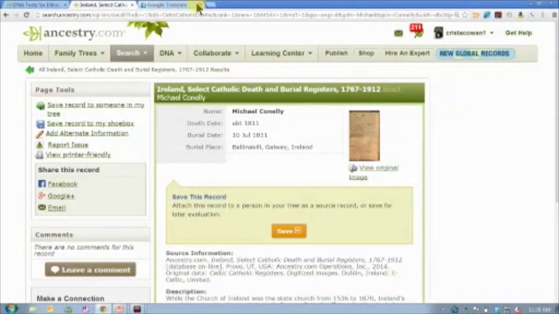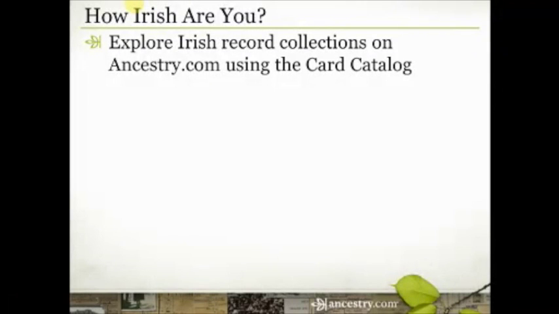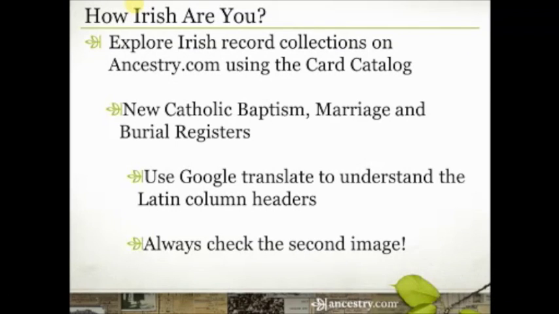So those are the Irish birth and baptism, marriage, and death and burial records. And those were just added yesterday. There's more than 500,000 of them. Remember, use Google Translate so that you can understand or interpret those Latin column headings. And remember to always check the second images, particularly on those baptismal and marriage registers, because they almost always contain a second page. The burial registers don't always, just so that you know how those are organized.